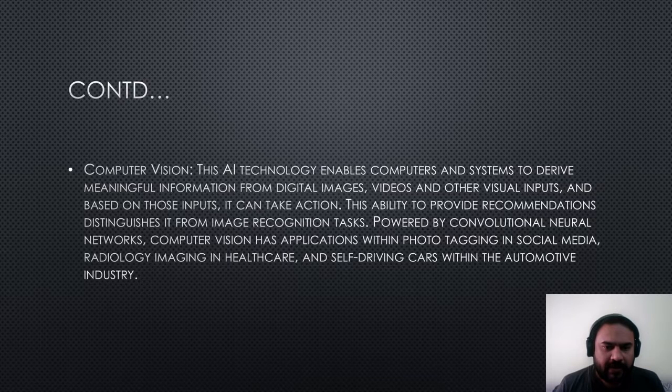Next example can be computer vision. That is, AI technology enables computers and systems to derive meaningful information from digital images. Videos and other visual inputs are also processed in such types of programs. Based on these inputs, it can take actions. This ability to provide recommendations distinguishes it from image recognition tasks.